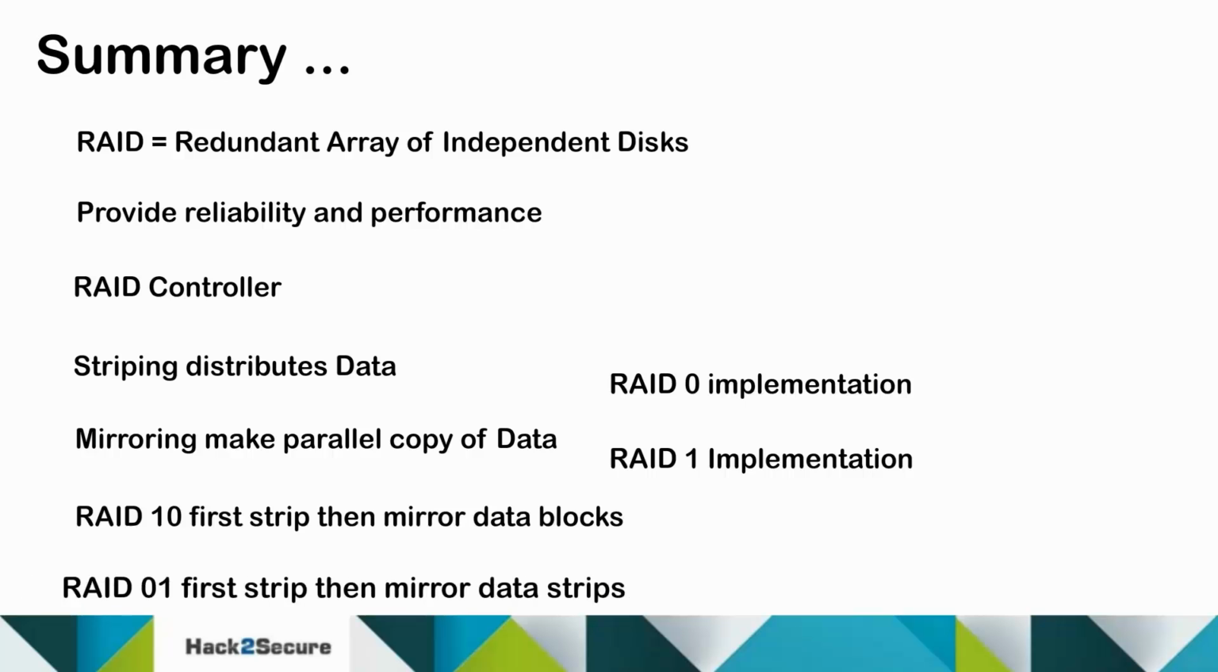RAID 1+0 and RAID 0+1 are nested RAIDs making use of both striping and mirroring methods. In RAID 1+0, data is first mirrored and then striped, while in RAID 0+1 data is first striped and then mirrored. Both RAID types provide good read but moderate write performance with a capacity loss of 50%.